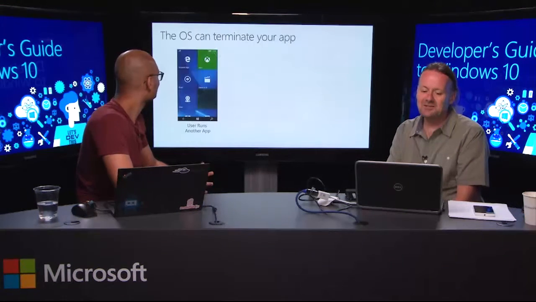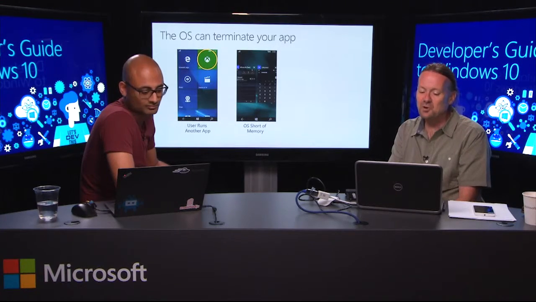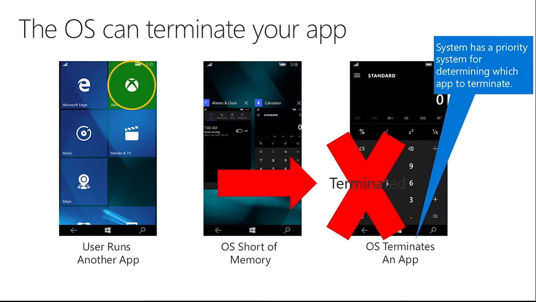So what about termination? The OS can terminate your app. Here we are, you're running another app, and the OS gets short of memory. It's more likely to happen on low memory devices than on desktop machines, but it could happen anywhere depending on circumstances. The OS will choose one, not necessarily the oldest. I think there's a whole load of heuristics that go into that decision. It's not something you need to know about. You just have to know that it can happen. You should assume that you will get terminated.